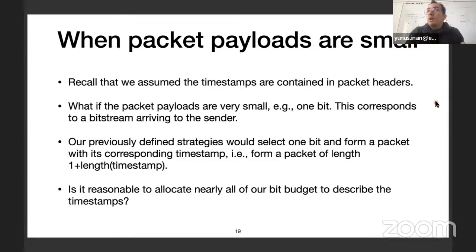And this actually corresponds to a bit stream arriving to the sender. Now, in light of the question asked before, we have 1 bit contained in the buffer. Okay. And so what would our naive strategy do? Our naive strategy would choose a bit from the memory, wrap it with the timestamp description, and then form a packet of length 1 plus the length of the timestamp, right? And since the timestamp is probably more difficult to describe than the single bit, the packet header will be very large compared to the payload, which is 1 bit. So is it a reasonable strategy to do? Of course not.